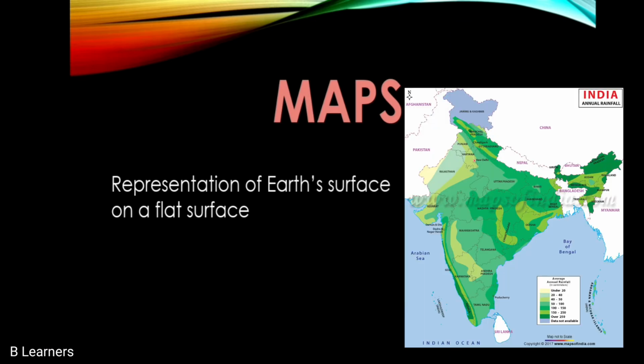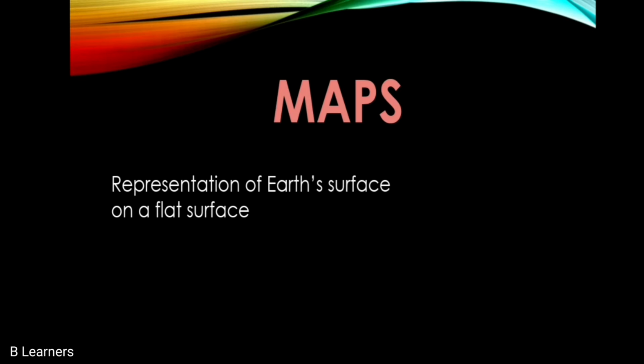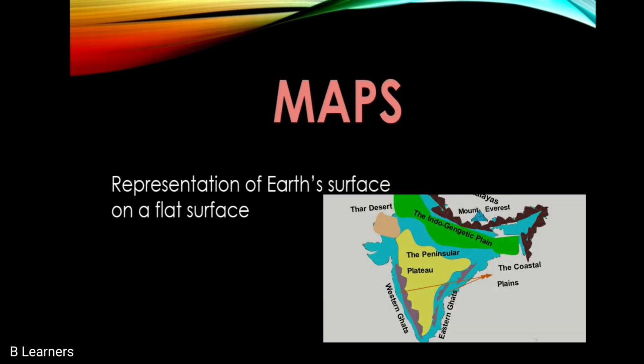So a map is nothing but a representation of Earth's surface on a flat surface. Flat surface means talking about paper. So a map is basically a presentation of the Earth's surface on a piece of paper.